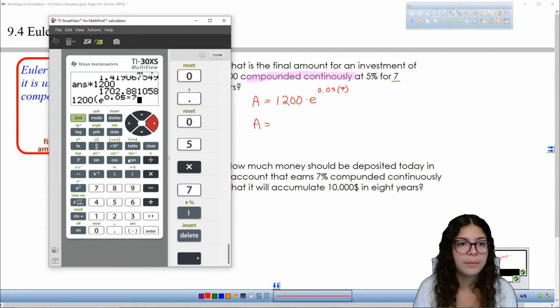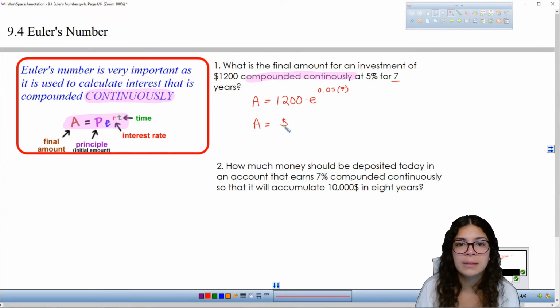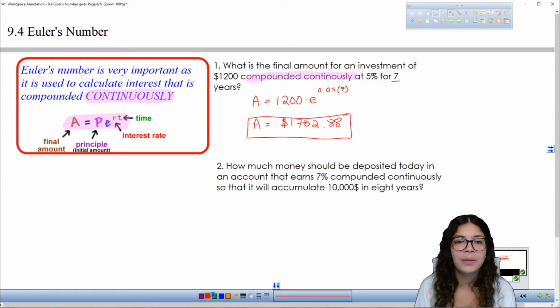Oops, let me get out of that. Okay, there we go. And it'll give you the same number. So our final amount, again, this is money, so round to the nearest hundredths, is $1,702.88. So there we go. That was our first example. Let's go ahead and try another one.